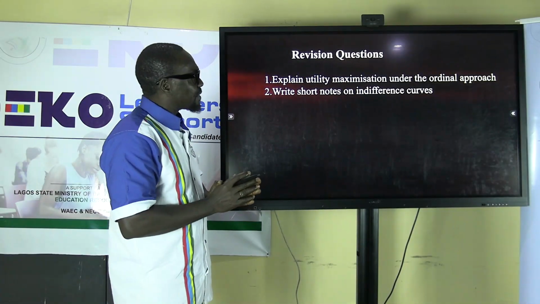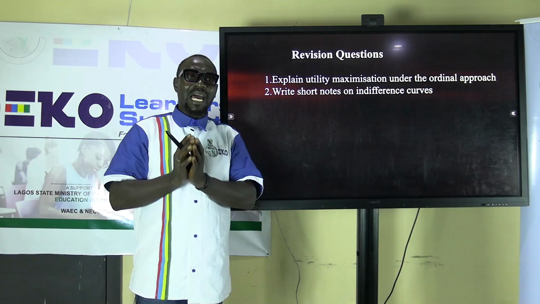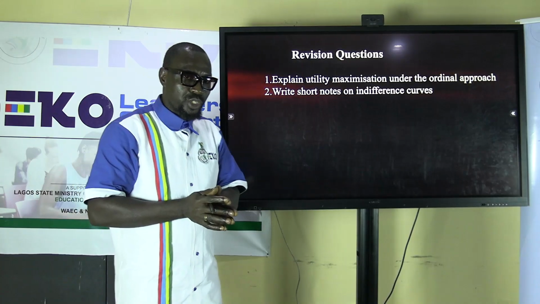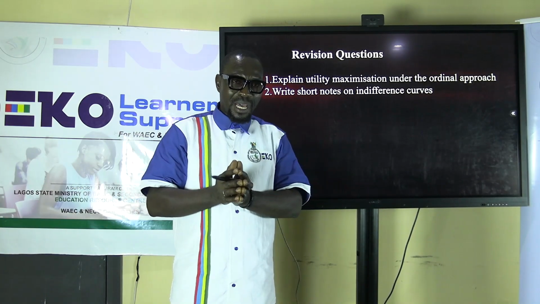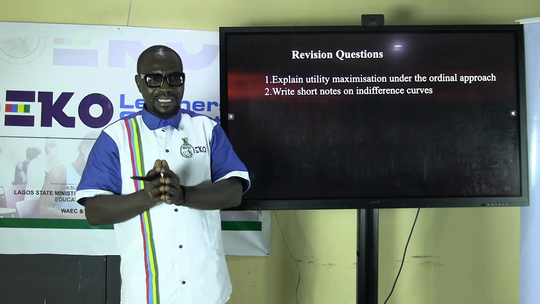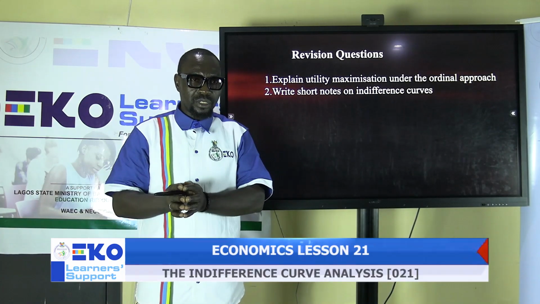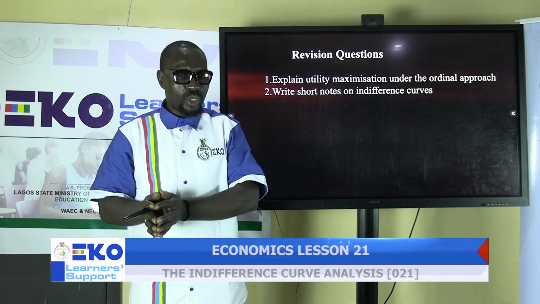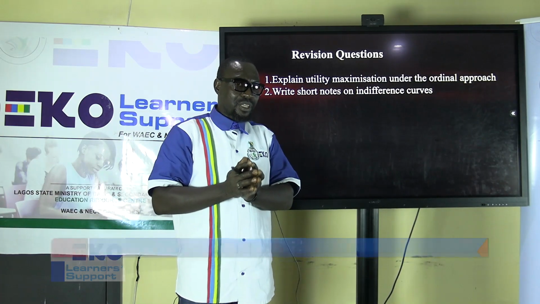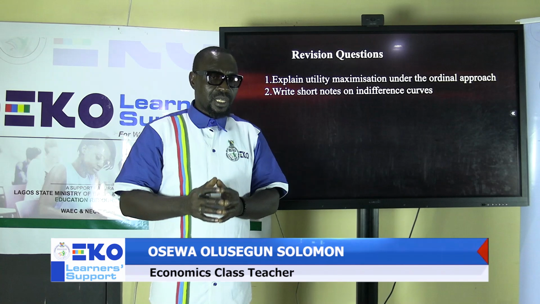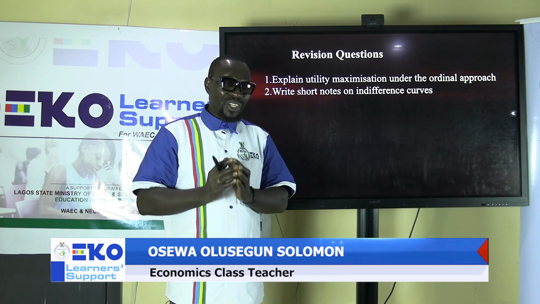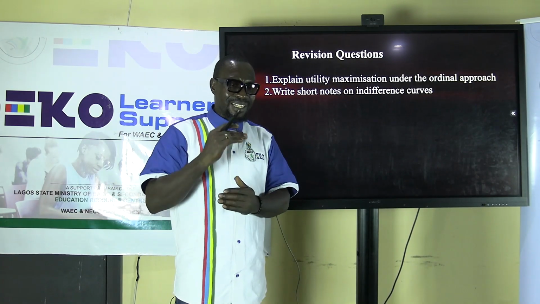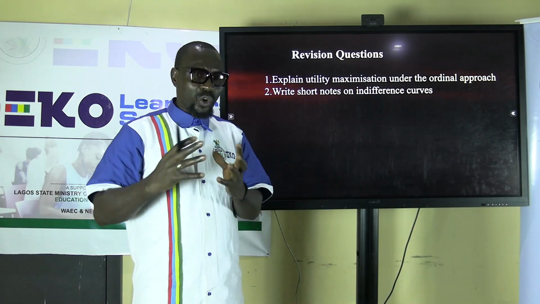It is expected here that first you explain what the ordinal approach means. The ordinal approach, as different from the cardinal approach, is simply the approach that determines utility maximization without measuring utility like any other physical product. It is the cardinal approach that measures utility in utils. The ordinal approach says utility cannot be measured like a physical commodity, but can rather be ranked because it is essentially a psychological feeling.